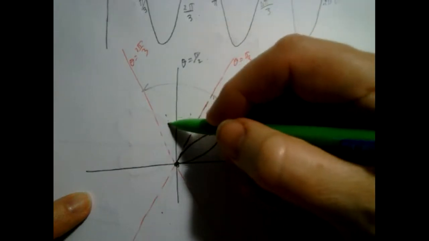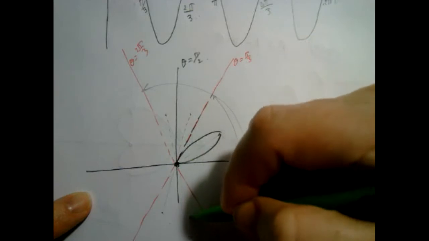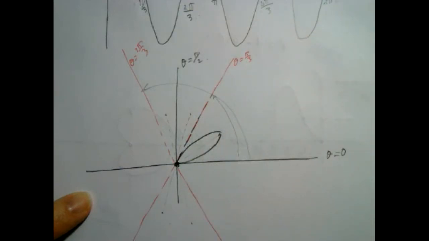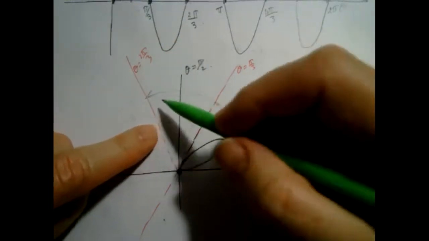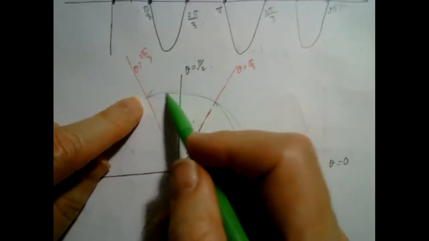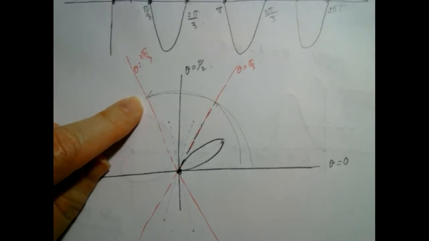If I take theta here, r is negative. We're going to be down here. So between pi over 3 and 2 pi over 3, the graph will not be in this region. It will be in the opposite region. It will be right there.